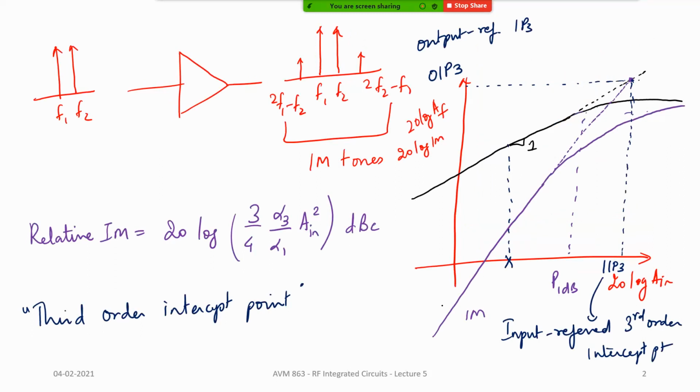In simulation, what you will do is you will give these two tones, and you'll run multiple simulations with increasing input amplitudes. As the input amplitude increases, you will trace both the black and the purple curves, and then you will extrapolate the linear region and find the IIP3 and OIP3 points.